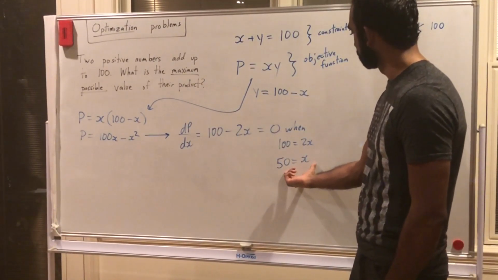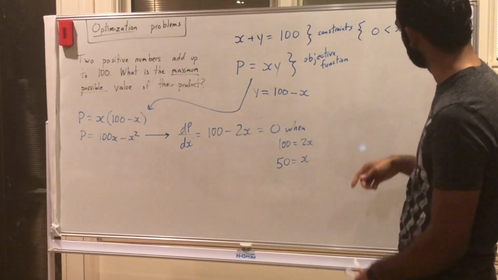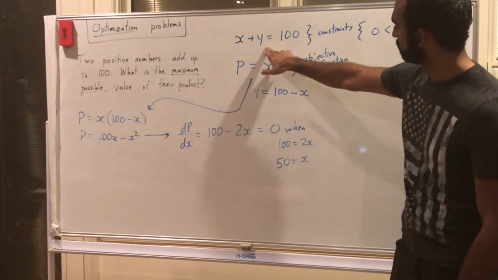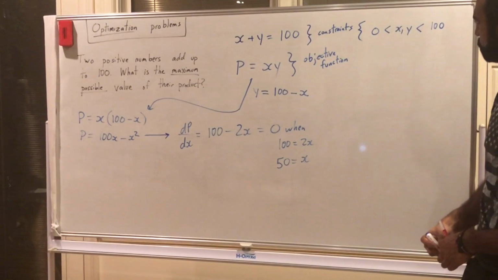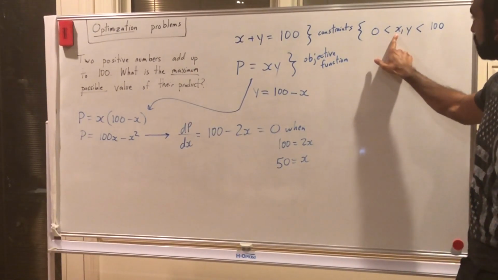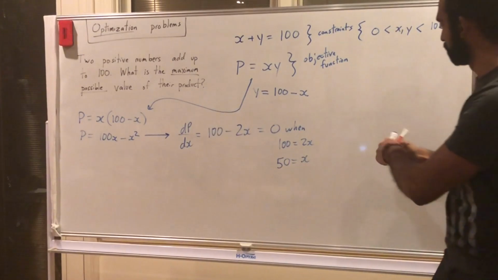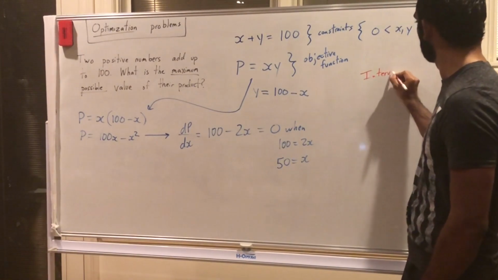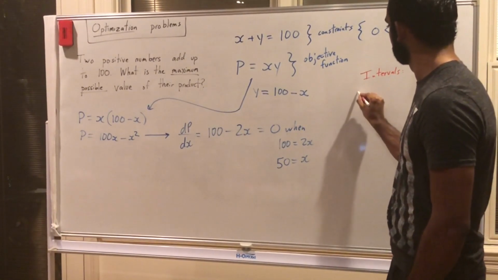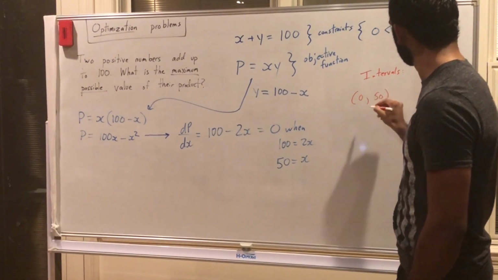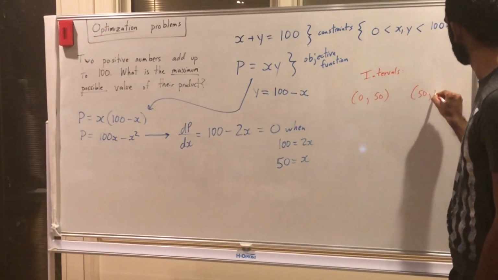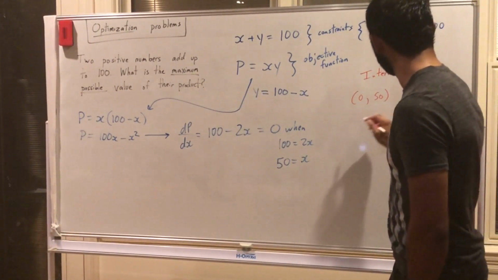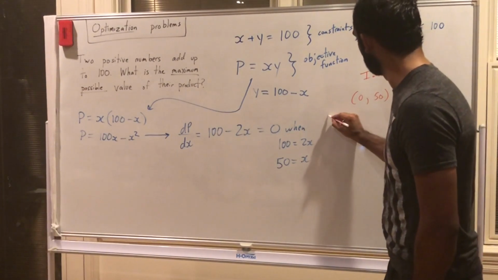How do I partition my interval? Now remember, what is the constraint on x besides this? It's positive and it's always less than 100. So the intervals I want to test are from 0 to 50 and 50 to 100. I want to analyze the behavior of p on there. What is p prime doing? What is p doing?